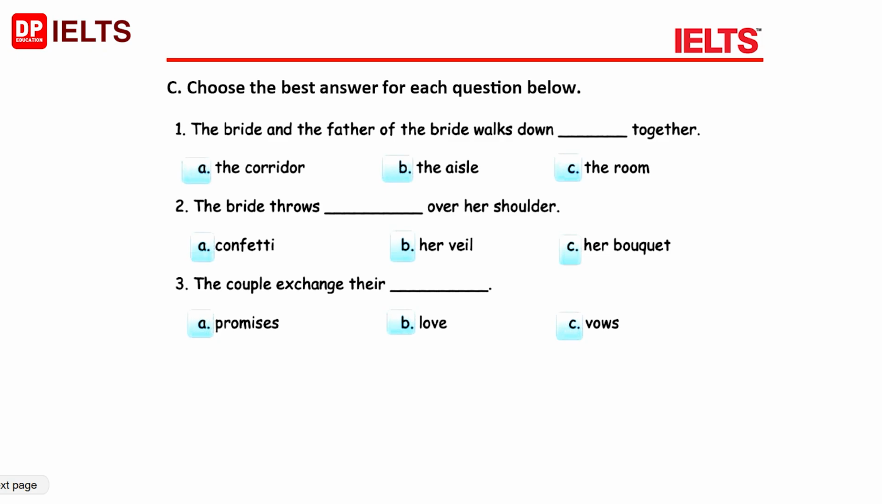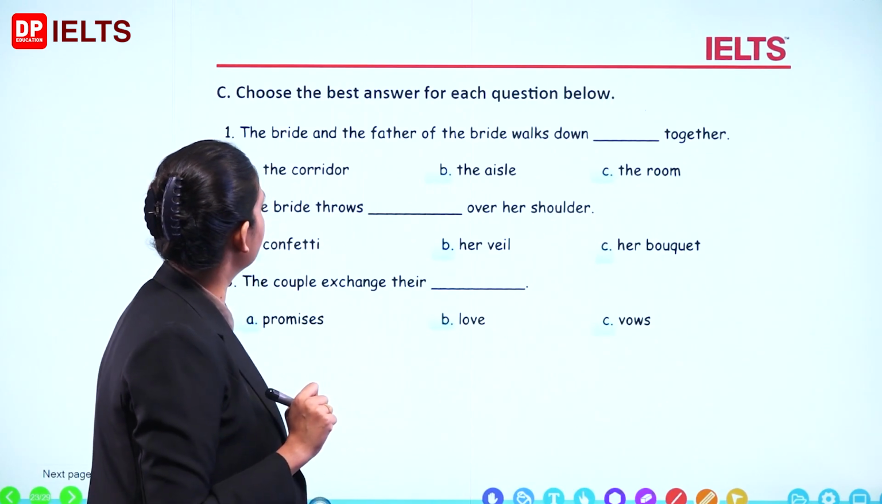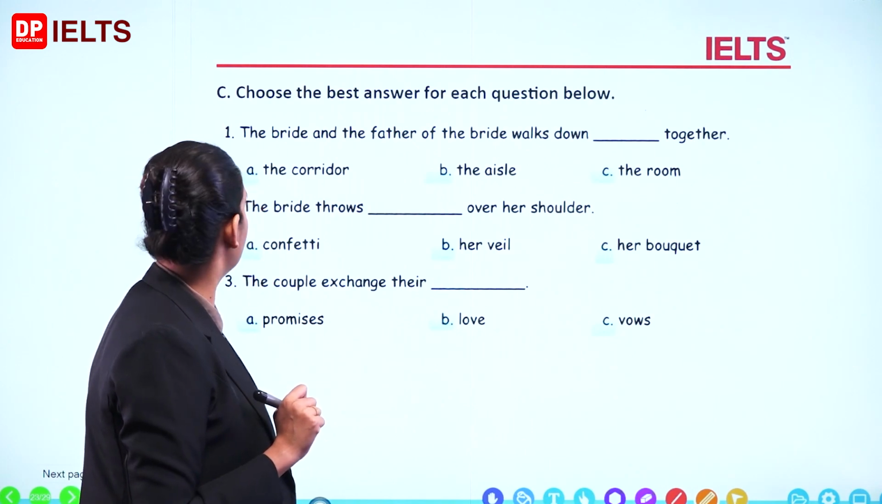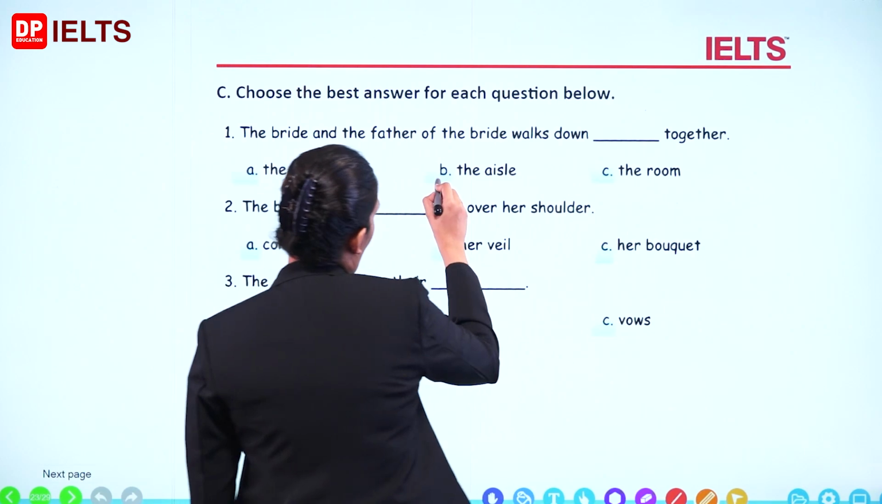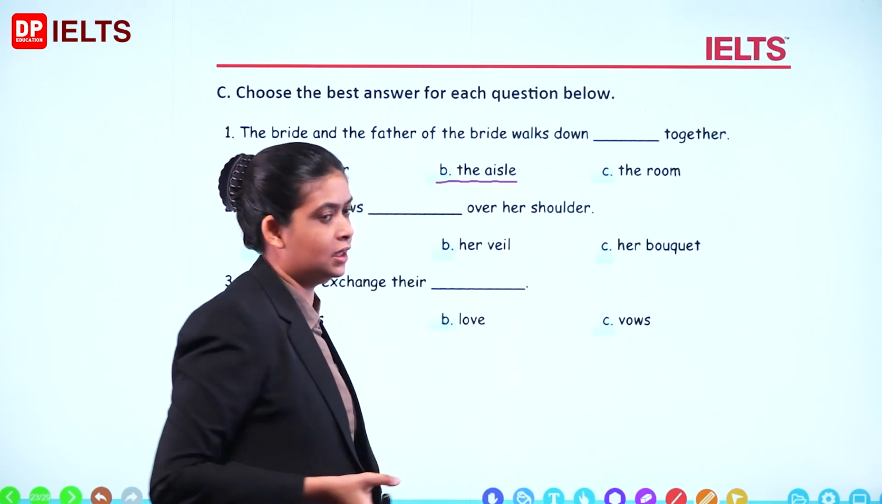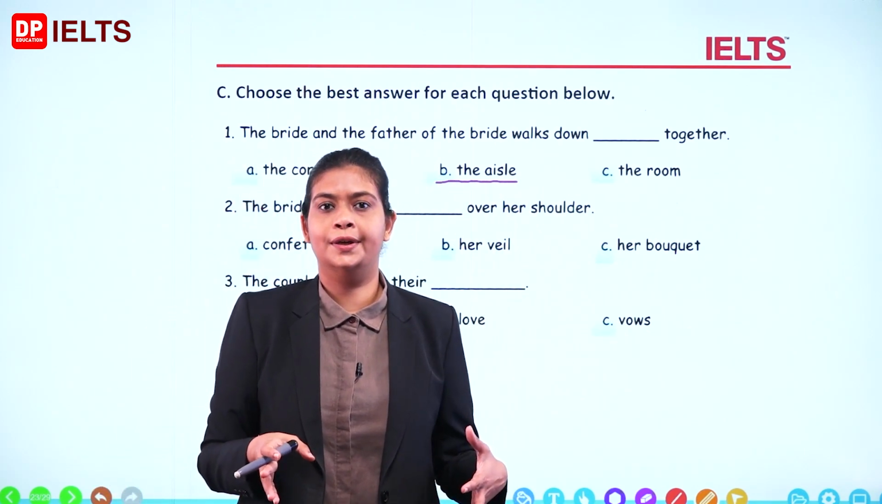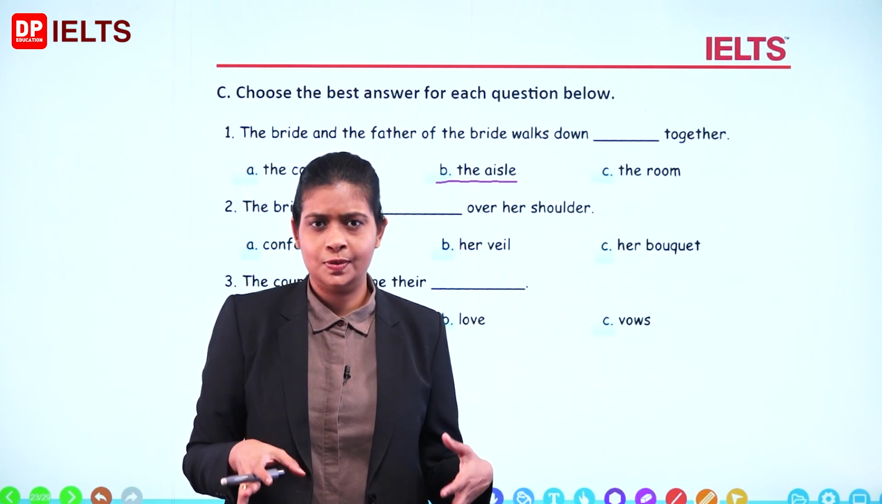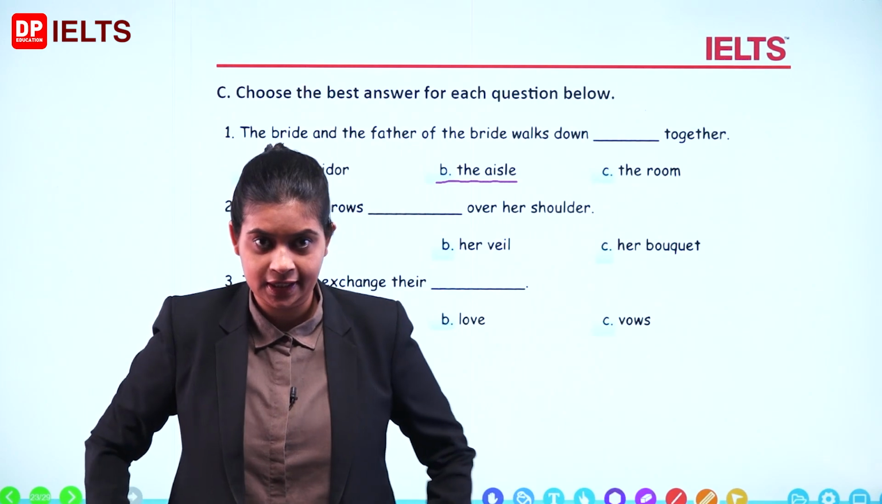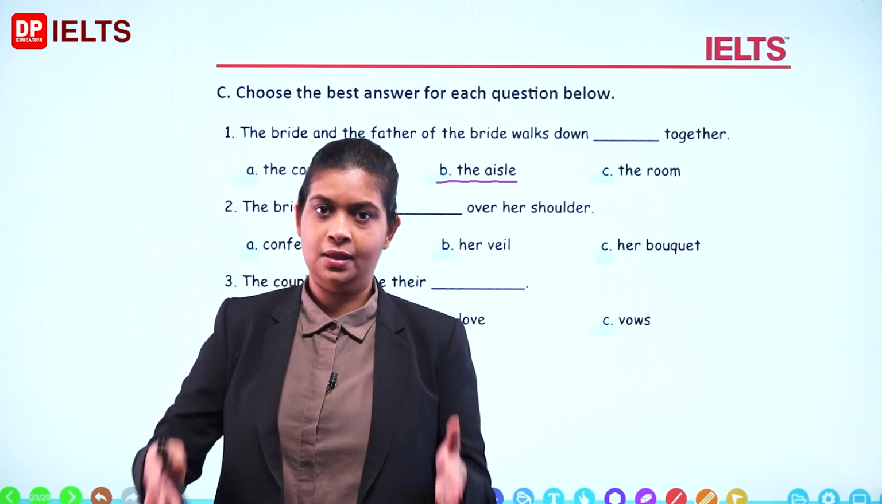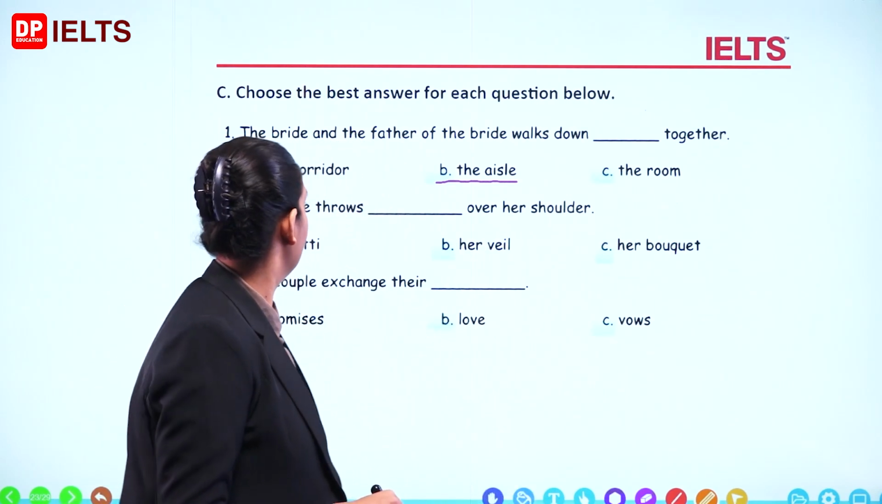Choose the best answer for each question below. හරියනම එක බලලා choose කරන්න ඕනේ. The bride and the father of the bride walks down the aisle together. ඒ කියන්නේ මැද තියෙන එක usually in Sri Lankan weddings also we have it, right? church එකේ නම් එහෙම මැද ඇවිදන් එන ටික. Okay, so ඒ දෙක මැද තමයි ඒගොල්ලෝ ඇවිදගෙන එන්නේ.